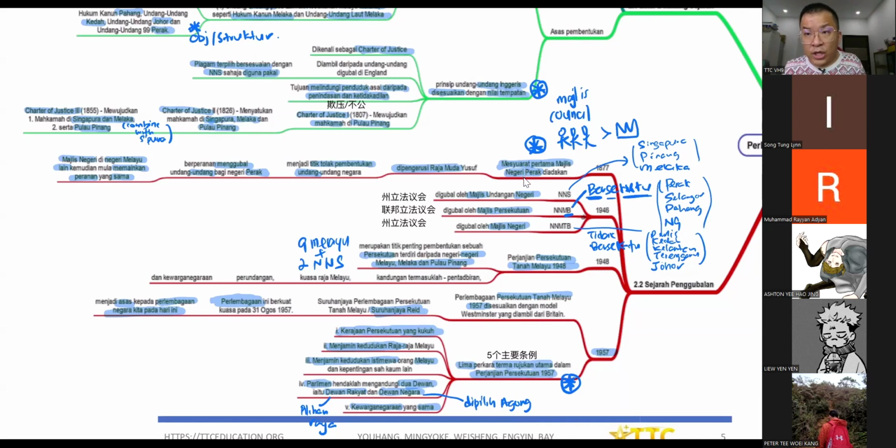The first Majlis Perundangan in Malaysia is Majlis Negeri Perak. So that's why the chairman is the Raja Muda, not the Sultan, because there's no more Sultan in Perak. The chairman is the Raja Muda. Raja Muda means crown prince. Why is the chairman not the Sultan? Because the Sultan is already in Africa.